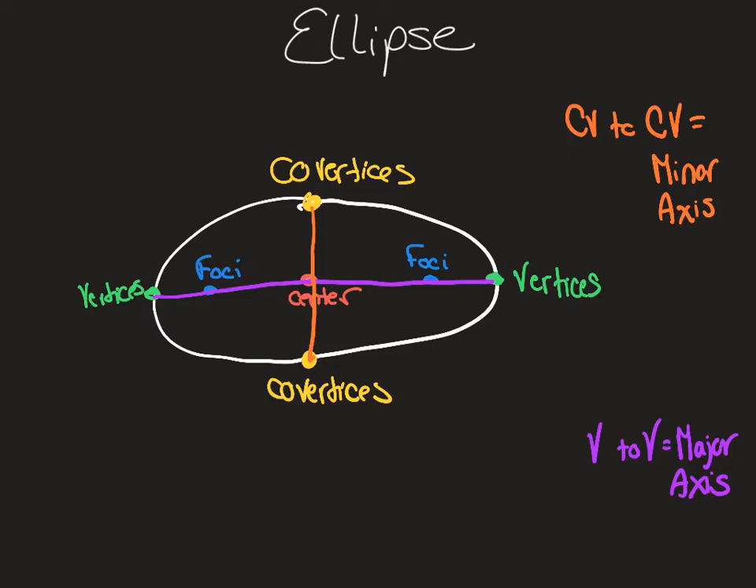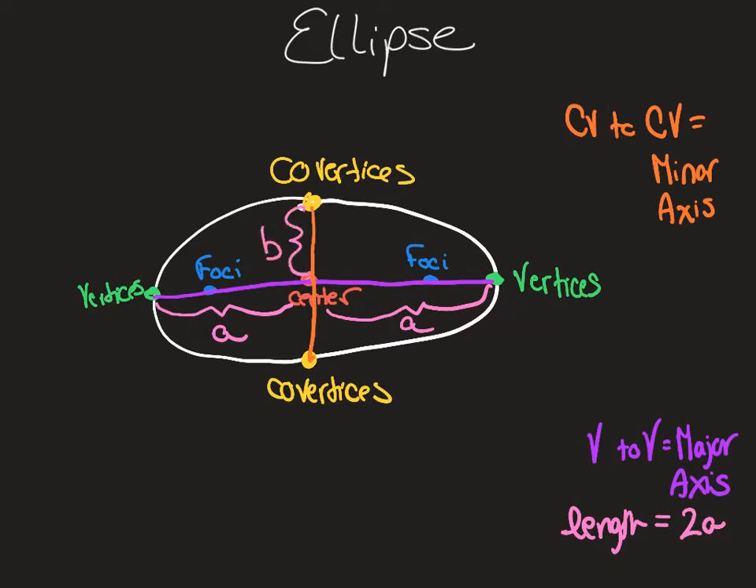Use this light pink. So from a vertice to a center is called length A. From a center to the other vertice is called A. So the length of the major axis is always 2A. A co-vertice to the center is B, and then center to a co-vertice is B. So the length of the minor axis is 2B.